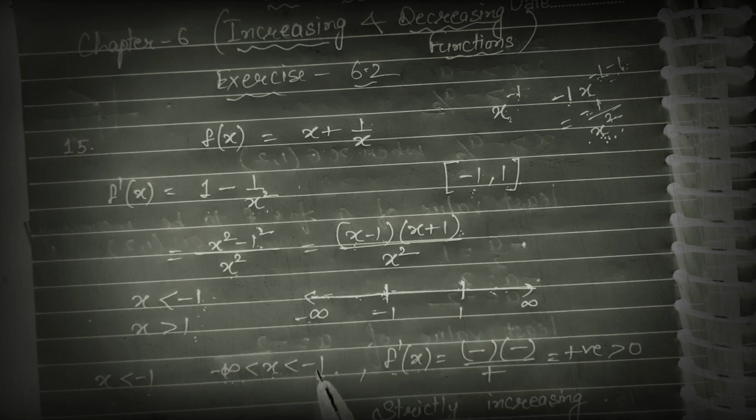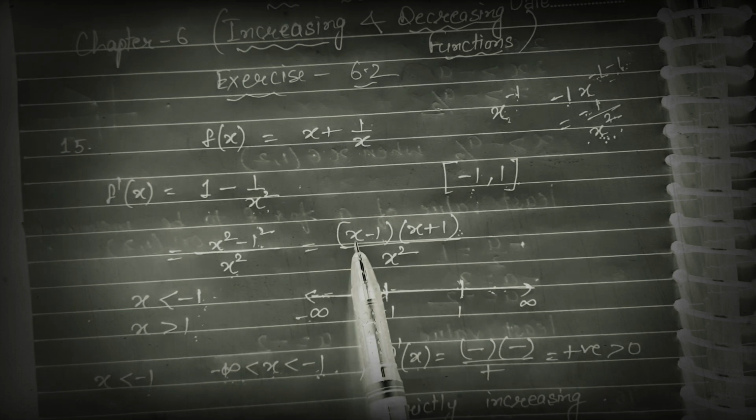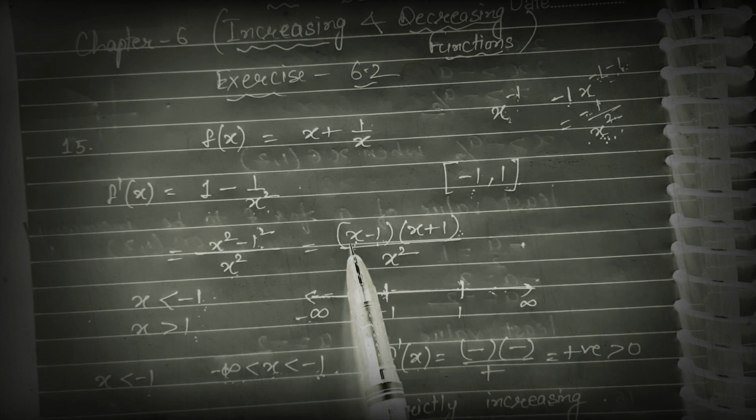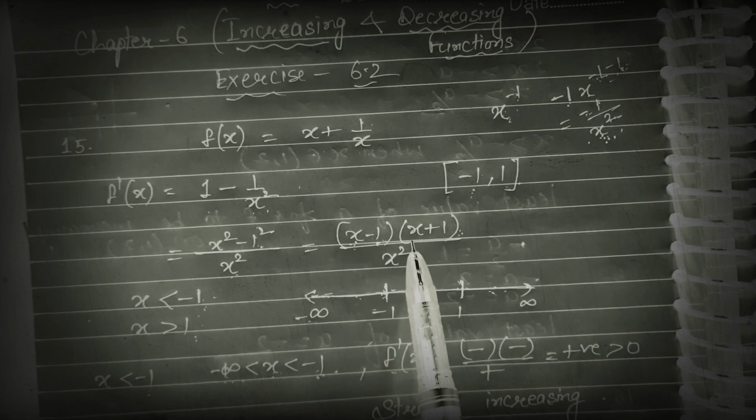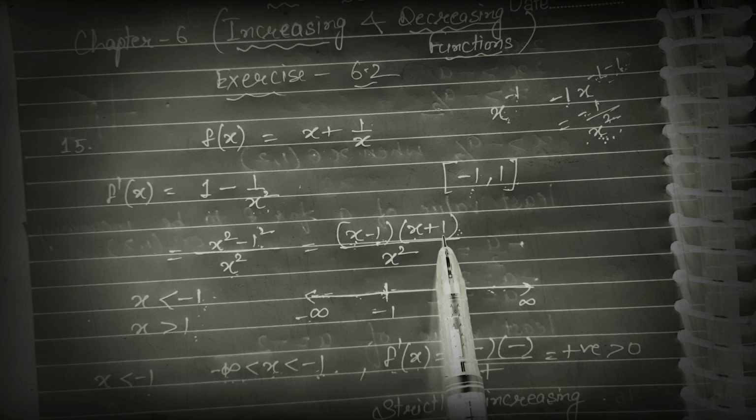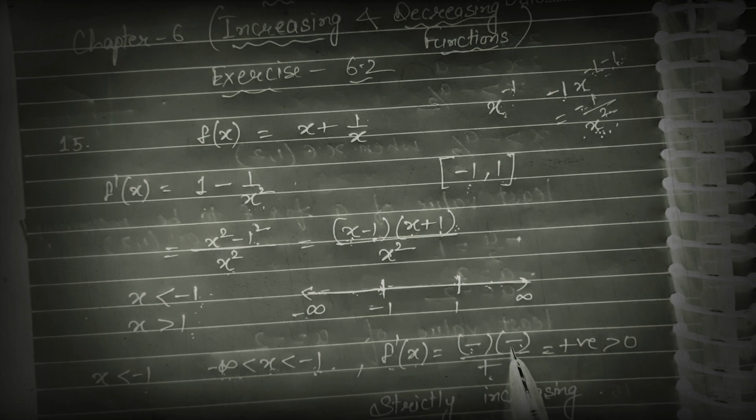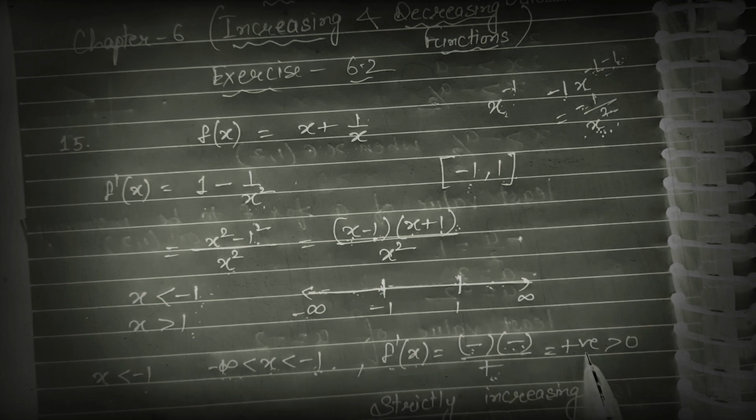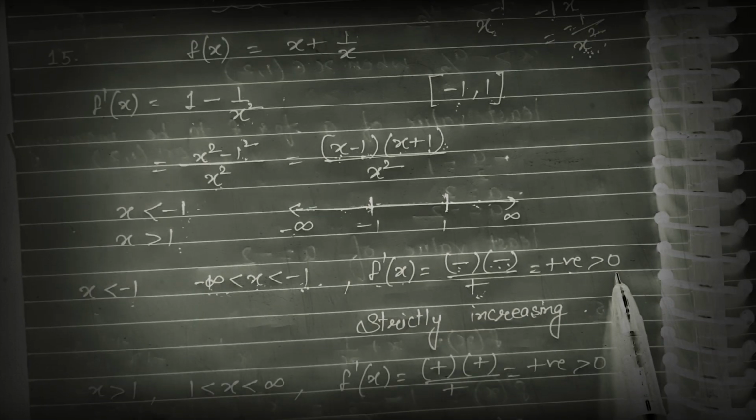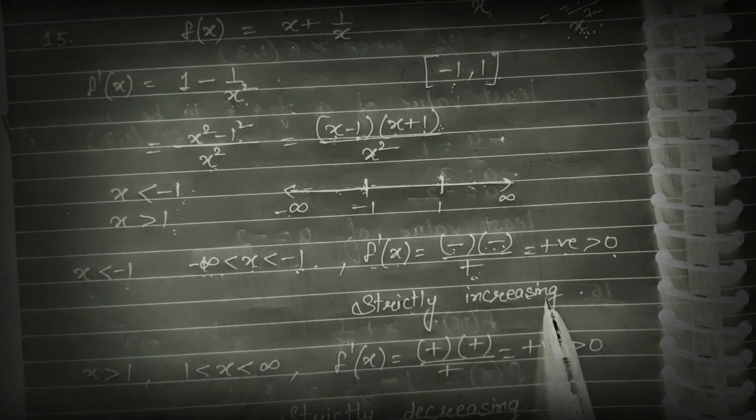So I am taking -2 here. If I put -2 in x - 1, it is -3, which is negative. -2 + 1 is also negative. So negative into negative, and (-2)² is positive. So negative into negative upon positive is positive. It means f'(x) is greater than 0. So the function is strictly increasing.